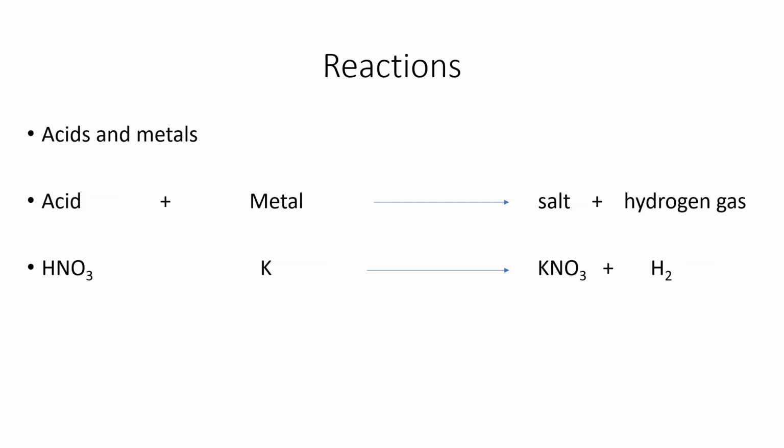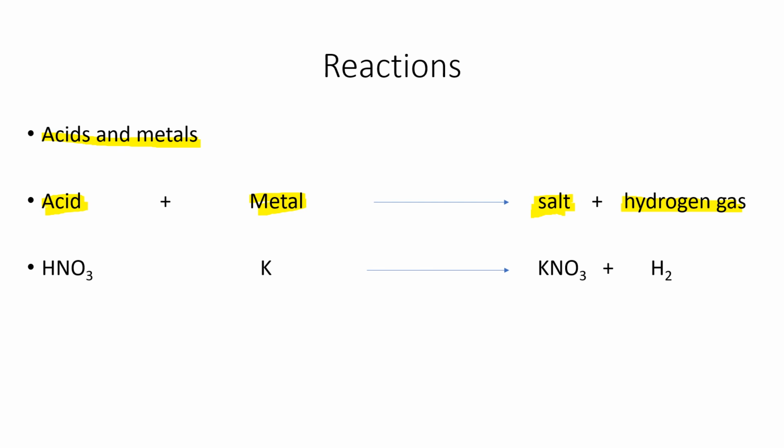Our next reaction is what happens when you react an acid with a metal. The general framework is that anytime you react an acid with a metal, you're going to get two products. You're always going to get a salt. Remember, that's just an ionic compound. Salt is that slang phrase for that. And what you'll also produce is hydrogen gas. So whenever an acid and a metal react, you'll end up making salt and hydrogen gas.